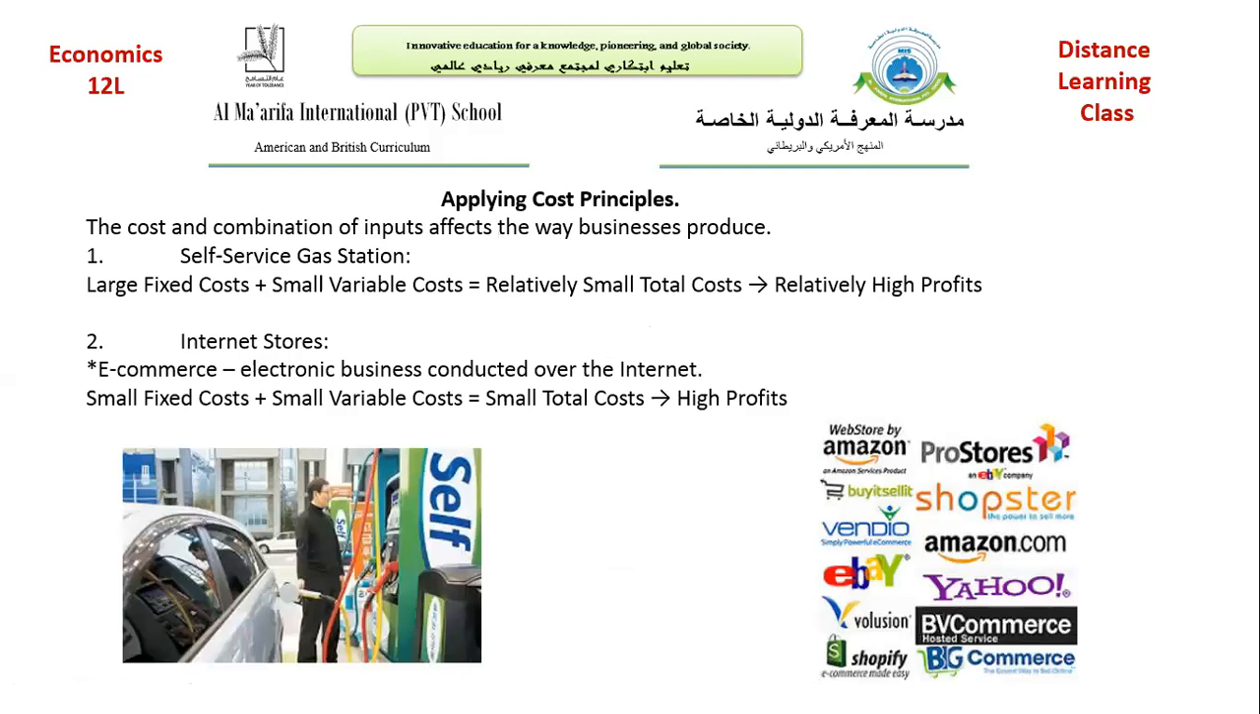Let's go. Applying cost principles. How can you minimize your total cost? We have a few options. Option number one. The cost and combination of inputs affect the way businesses produce. That's why some companies are trying to minimize total cost. One of the options: self-service gas station. We have very large fixed cost because of the equipment. We try to minimize our variable cost, meaning your salaries, and we come to a relatively small total cost, which will lead you to relatively high profits.